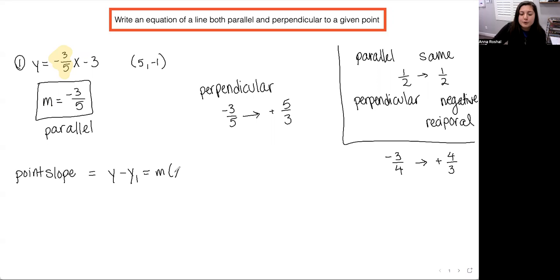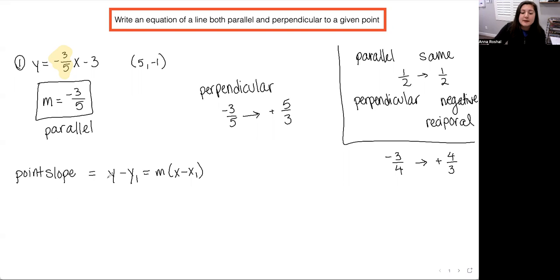But for the most part, I haven't really seen very many specific directions like it has to be in slope intercept form, or it has to be in standard form. It's usually just write the equation.